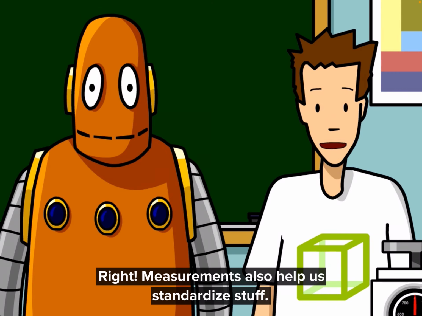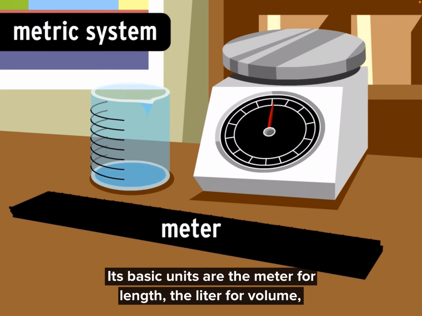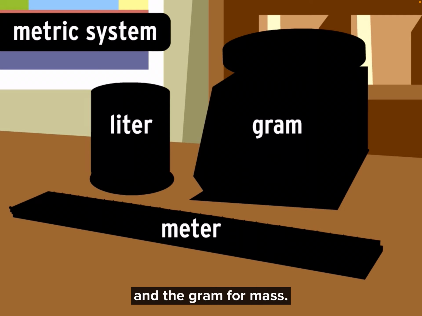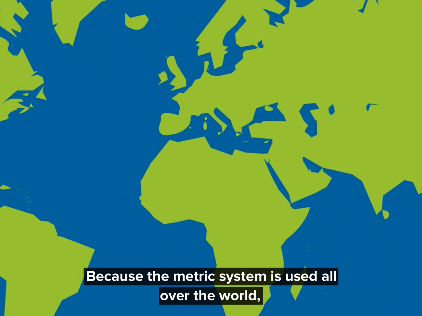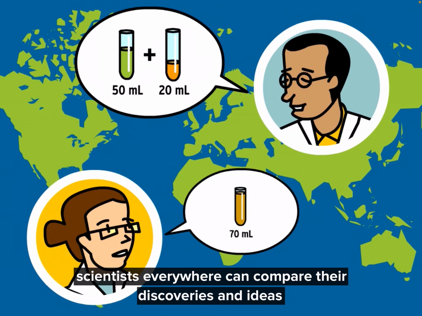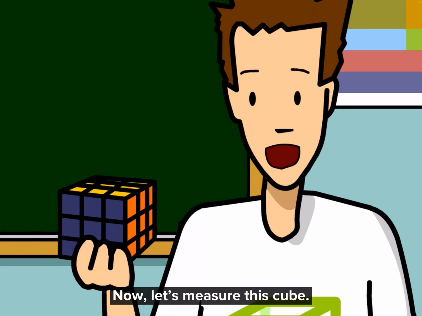Right, measurements also help us standardize stuff. In the science lab, we use the metric system for all our measurements. Its basic units are the meter for length, the liter for volume, and the gram for mass. Because the metric system is used all over the world, scientists everywhere can compare their discoveries and ideas without too much confusion. Now, let's measure this cube.